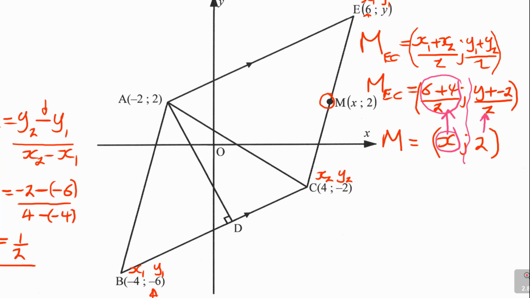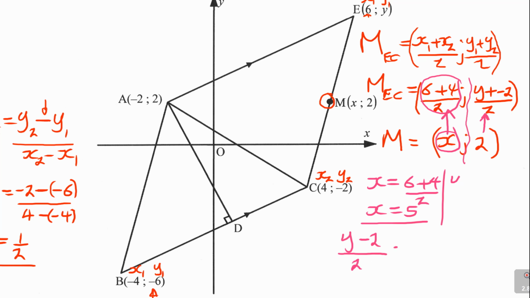So here, what is my x? X is equal to 6 plus 4 over 2. Now, what is 6 plus 4 over 2? This is 10 over 2. X is equal to 5. And then the same thing with y. Y plus negative 2, so the negative is powerful there. It overrides that positive. Y minus 2 over 2 is equal to 2, which is what it is represented by. See that? That's how you simplify that.